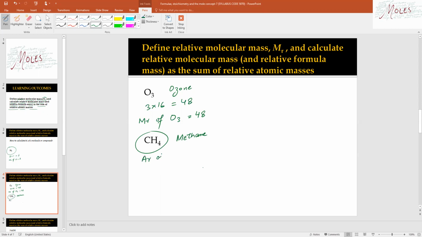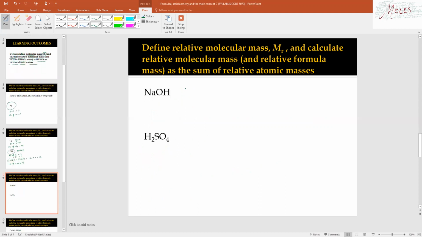So we will first of all write the Ar of carbon, which is 12, Ar of hydrogen, which is 1. One atom of carbon, so we will multiply that number by the Ar of carbon, which is 12. Then we'll multiply 4 atoms of hydrogen by the Ar of hydrogen, which is 1. So both of these values will be added. 12 plus 4, we will get 16. So finally, the Mr of CH4 will be 16.